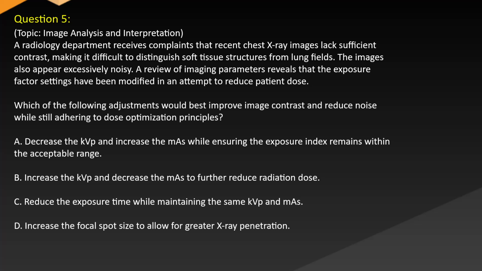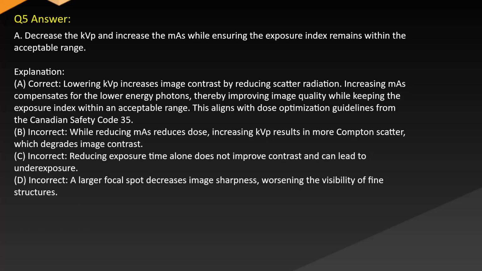A. Decrease the kVp and increase the mAs while ensuring the exposure index remains within the acceptable range. B. Increase the kVp and decrease the mAs to further reduce radiation dose. C. Reduce the exposure time while maintaining the same kVp and mAs. D. Increase the focal spot size to allow for greater X-ray penetration. Answer: A. Decrease the kVp and increase the mAs while ensuring the exposure index remains within the acceptable range.